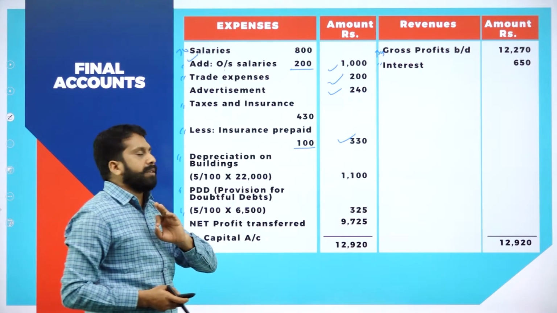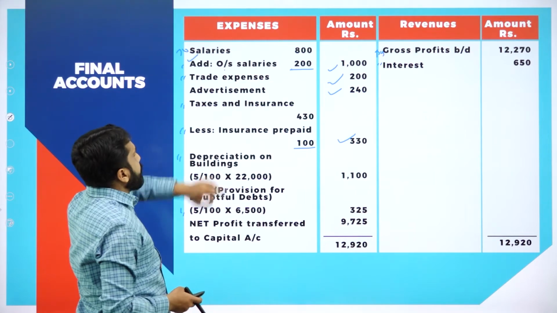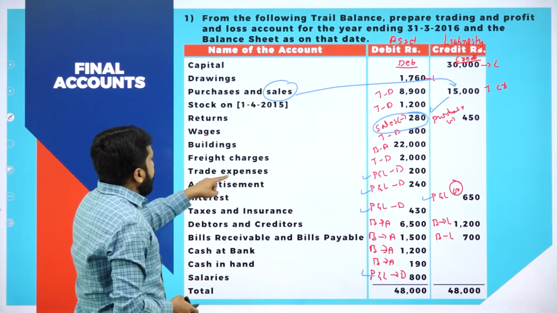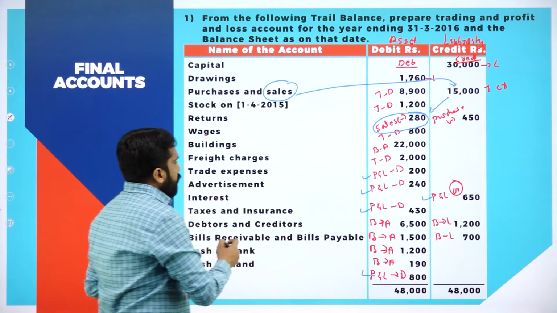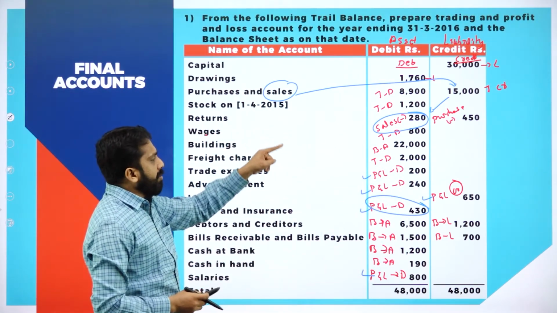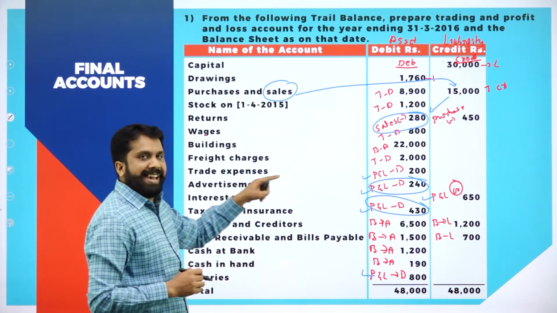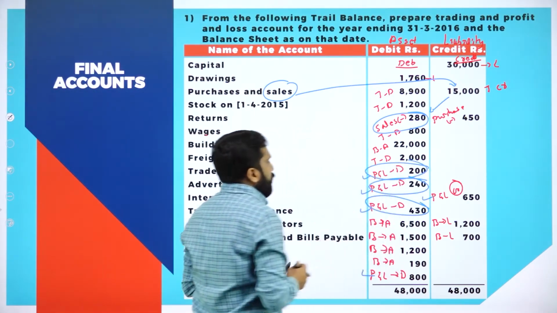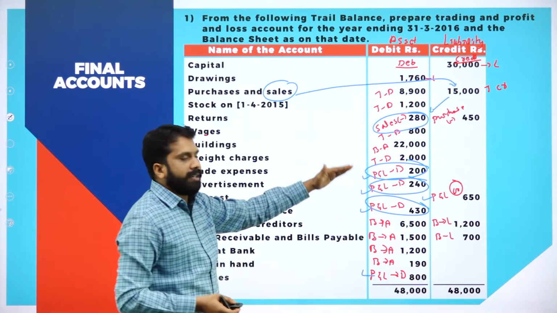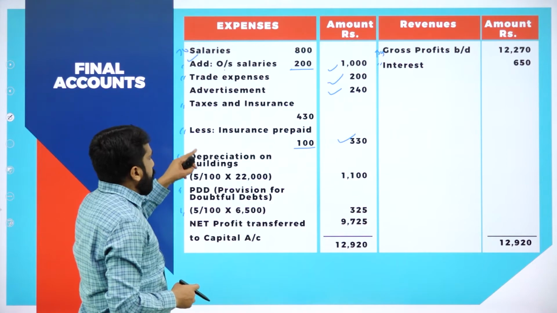Once you have taken, example, this is tax and insurance. How much you have? Tax and insurance, it is nothing but 430. Go back to your question. Your tax and insurance is 430. You have taken. Just write tick mark so that you have to write one by one. For example, advertisement, it is taken. Trade expenses, we have taken. So if you do this round mark, so that at the end, you will get to know whether we have taken or not. Clear? Yes. Now, similarly, we have taken all the expenses.